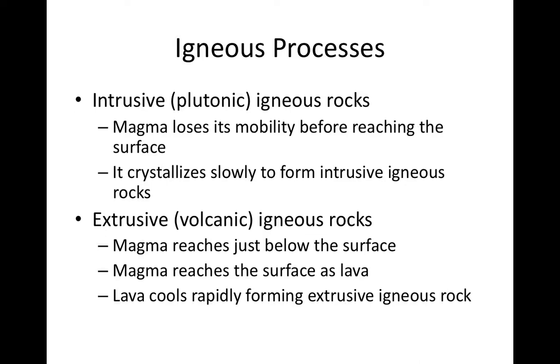Extrusive igneous rocks form whenever magma reaches just beneath the surface or to the surface as lava, where it is much cooler, resulting in the molten rock cooling more rapidly. And that more rapid cooling and crystallization of molten rock forms extrusive igneous rocks. So intrusive igneous rocks are formed from the slow cooling of molten rock deep beneath the surface, and extrusive igneous rocks are formed from the rapid cooling of molten rock at or near the surface.